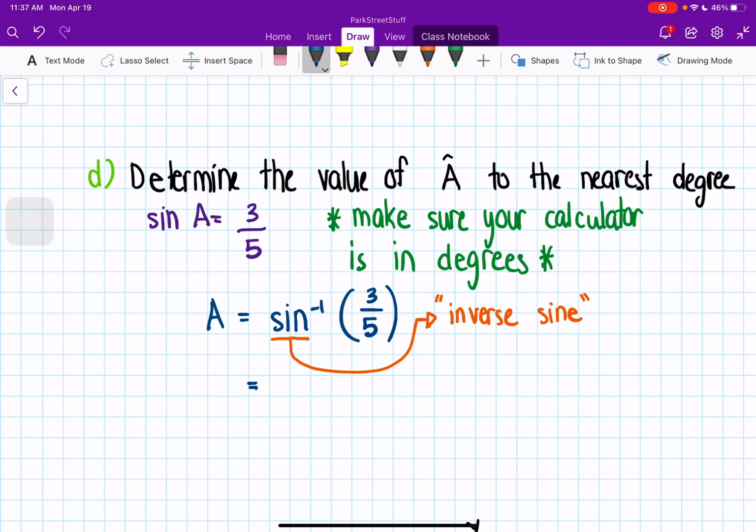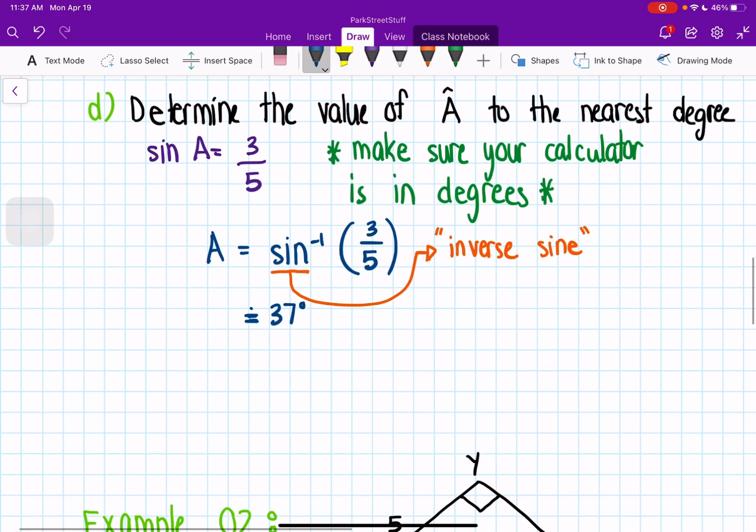So let's do inverse sine of 3 over 5. And we get 36.87, but we want nearest degree, so that becomes 37 degrees. And we are approximating, so we're going to put our approximate symbol up there, and that gives us approximately 37 degrees.